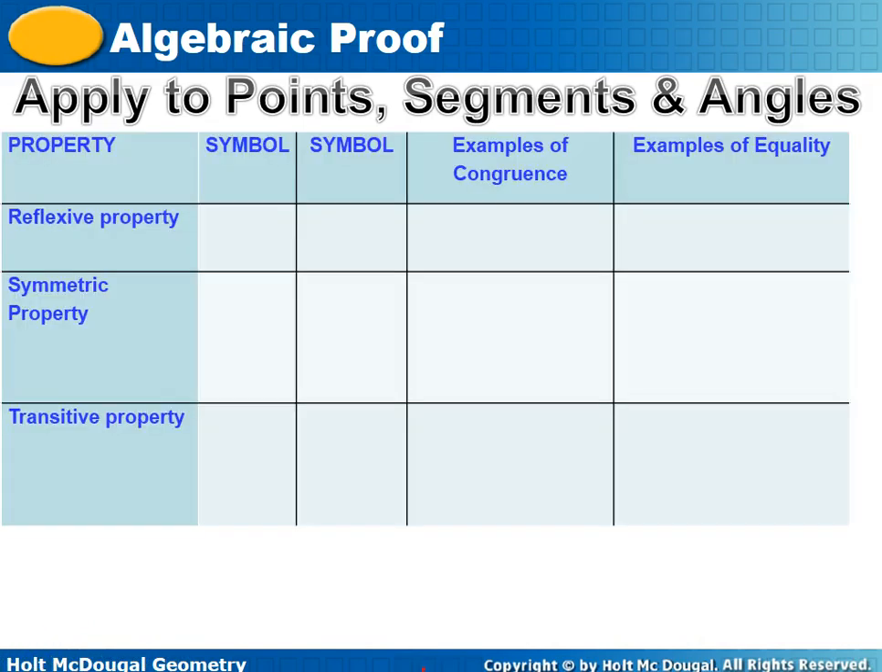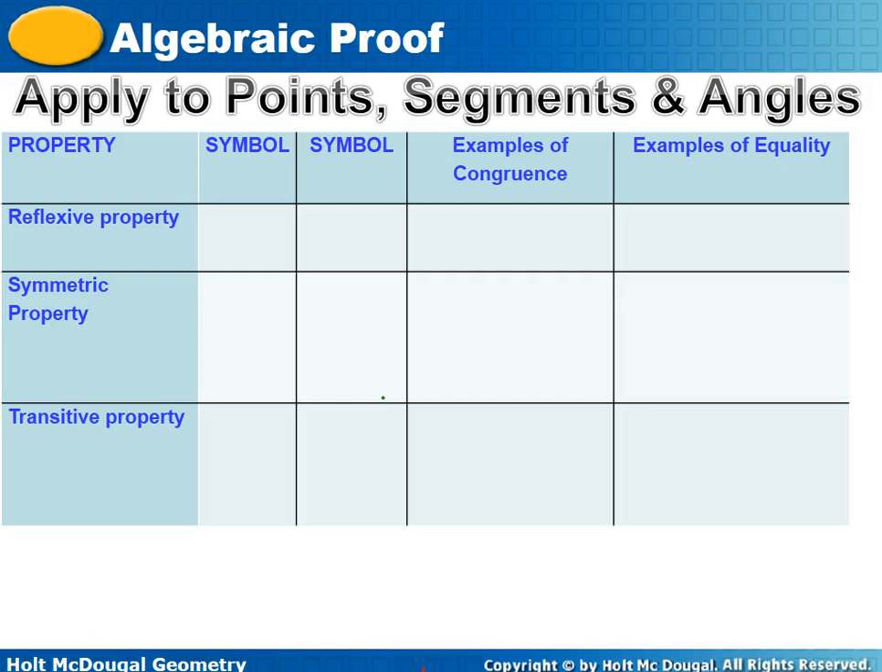Let's do this again. So this time we're going to talk about the property. We're going to talk about the symbol that's represented by those properties. And on your paper, your notes, it actually tells you that one is congruence and one is equality. And then we're going to talk about an example of congruence and an example of equality.